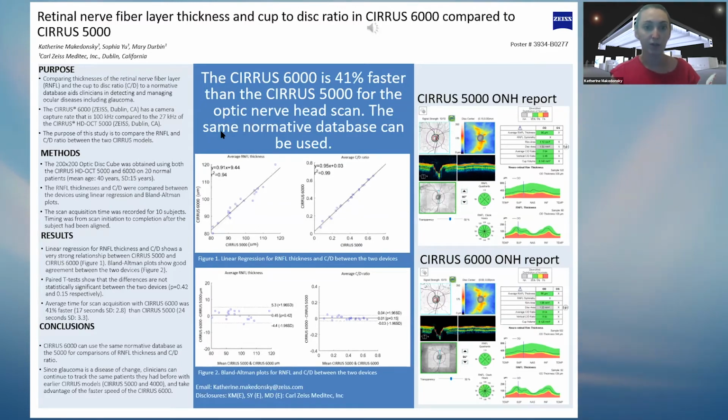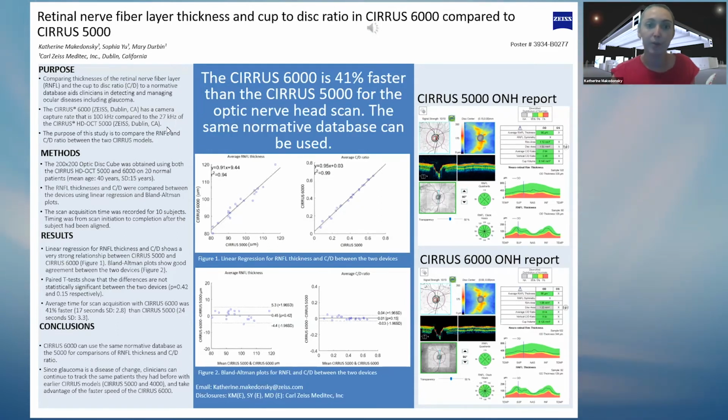So we'll just go over the abstract that I presented here. One of the aspects that the devices do provide is a normative database, which means that at a certain age, it's normal to have a certain thickness of the retinal nerve fiber layer and a certain cup to disc ratio. So we specifically wanted to see how the thicknesses compared to the normative database as well as between the devices.